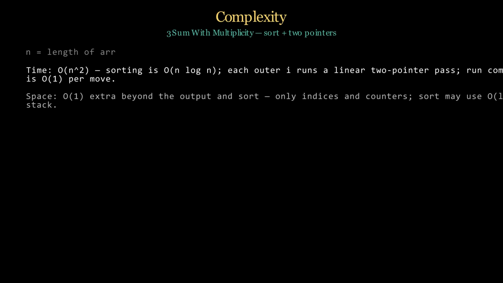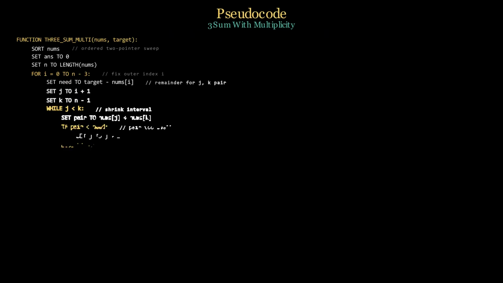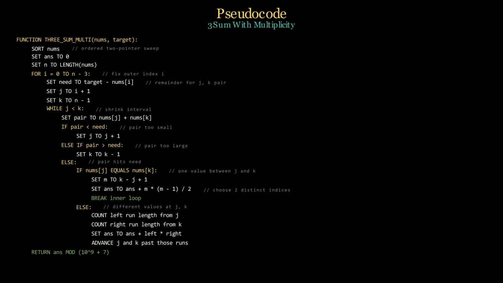N is the length of the array. Time is O(n squared) after sorting plus the n log n sort. Extra space is constant aside from the output and the sorting stack. Pseudocode for 3-sum with multiplicity: sort, then one outer i with 2 pointers j and k. We walk each line next.